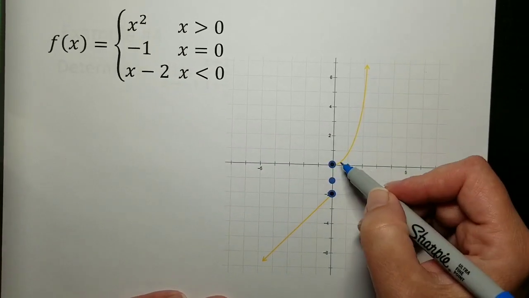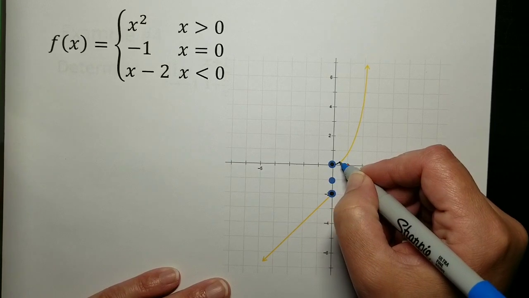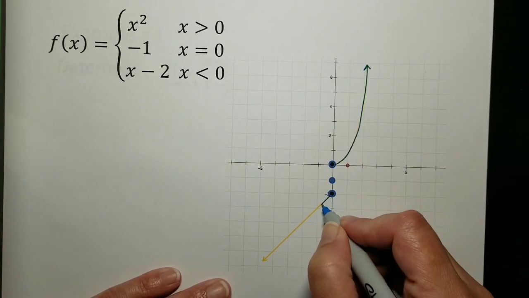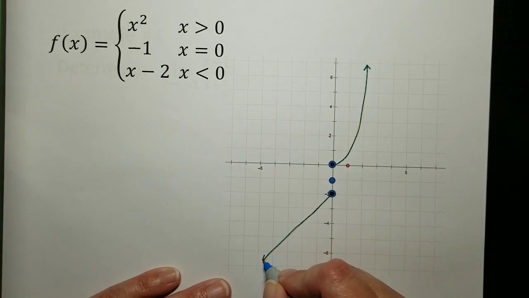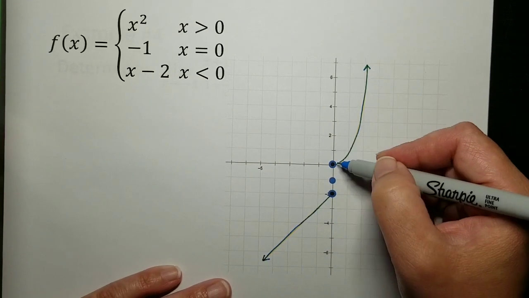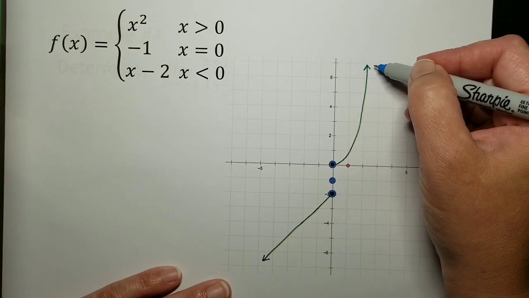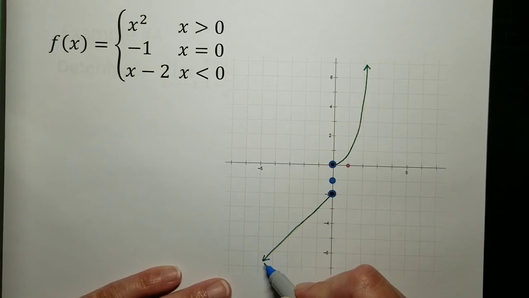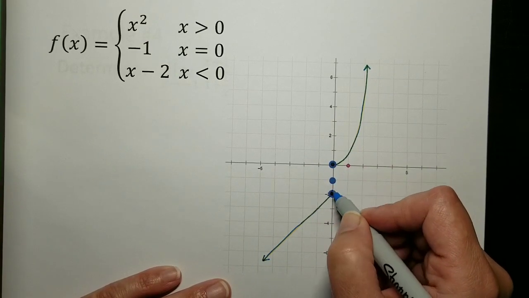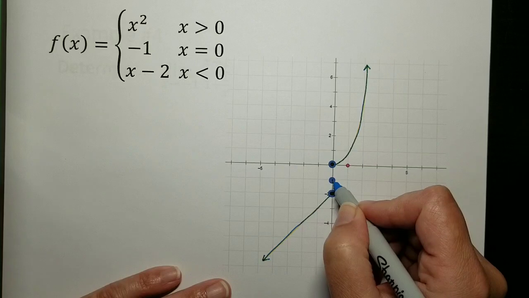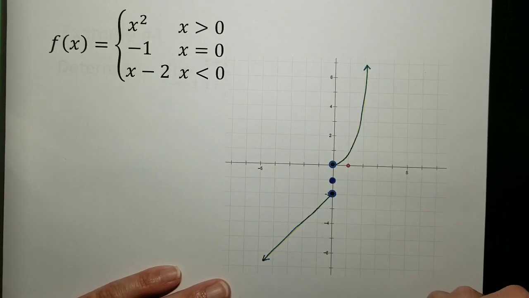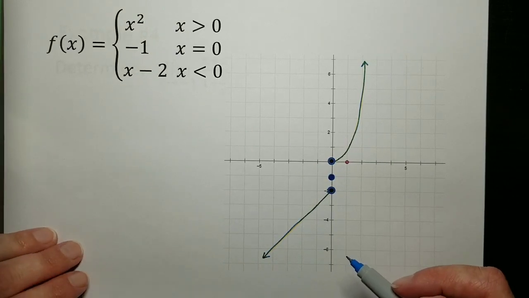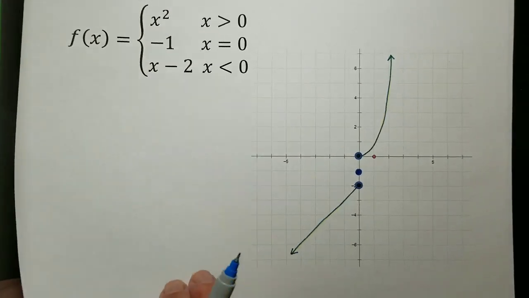For values bigger than 0, I'm just going to fill that in because I don't know if the yellow there is going to show up very well for you. Okay, there's my function. For values greater than 0, we've got this parabola. Less than 0, we have that line y equals x minus 2. And these are holes because it's a strict inequality. And then we have that point where y equals -1 if x equals 0.